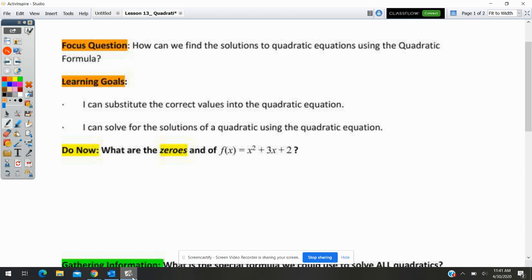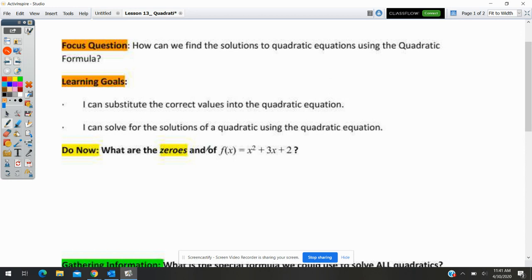Hi everyone, and welcome to lesson 13, which is the quadratic formula lesson. So today we're going to learn how to use the quadratic formula, and this is a formula that could be used to find the solutions of any quadratic equation.